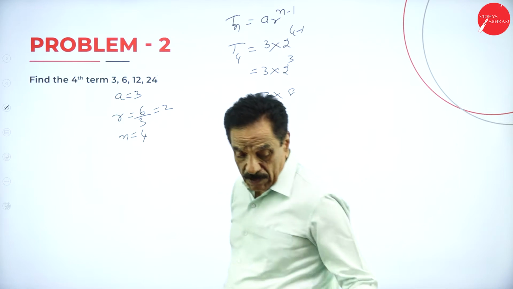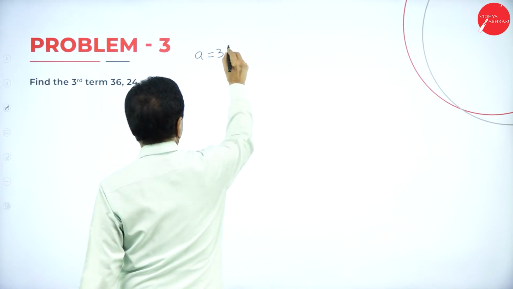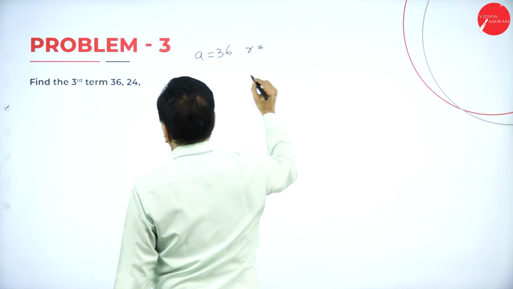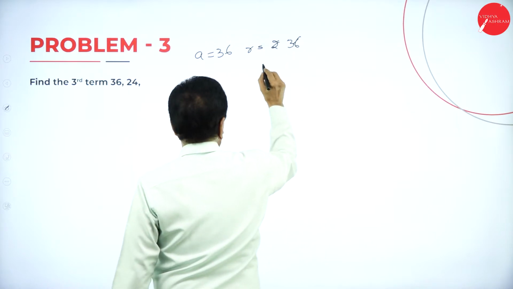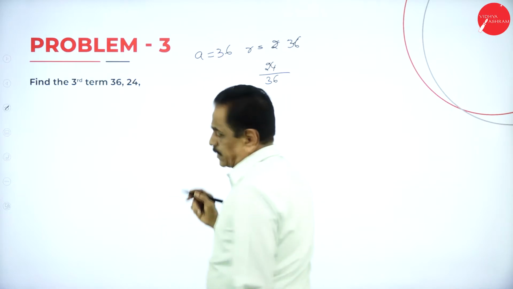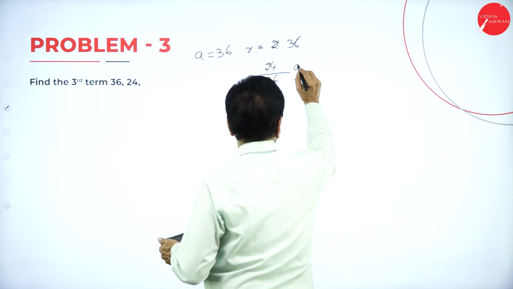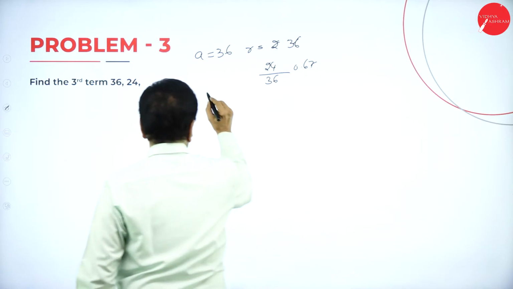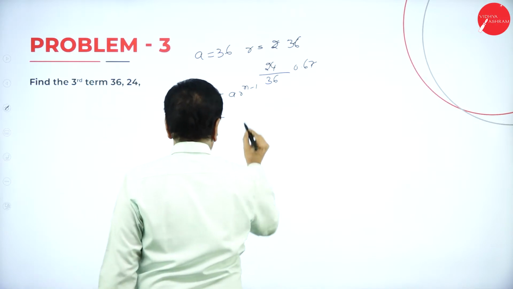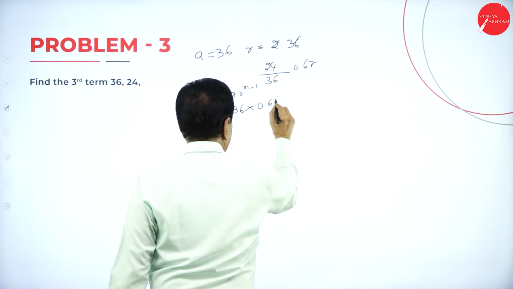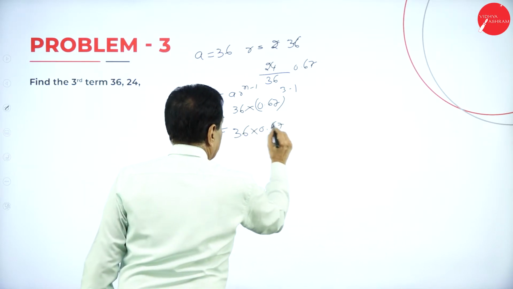Same. Then we move on to the next one. So he asked which term? The third term. Here A is equal to 36. Then R is equal to the second term divided by the first term, that is 24 divided by 36, which is 0.67. So apply Tn is equal to ar to the power of n minus 1. T3 is equal to... what's your A? 36. R is 0.67 to the power of 3 minus 1.